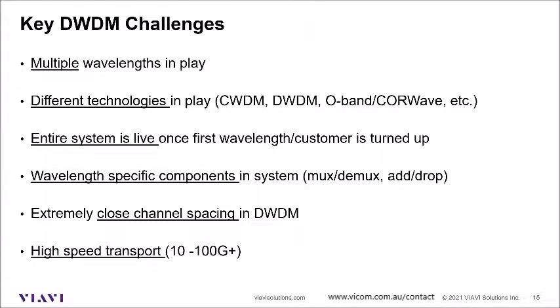Okay, and that brings me to the extreme close channel spacing that we mentioned before as well. So a very little variation can mean a lot. And of course the metro challenges of 100 gigabits per second on top, using the transport layer.